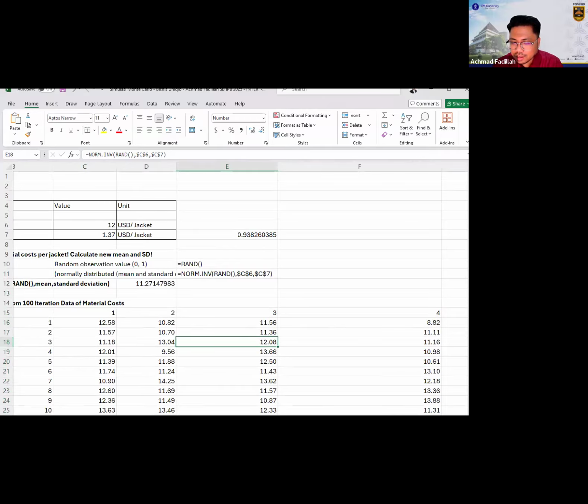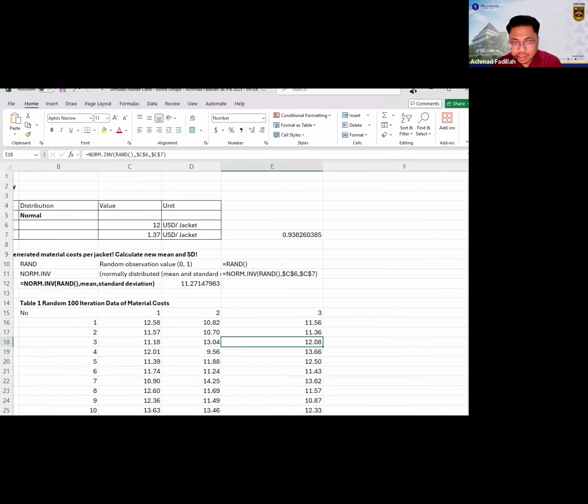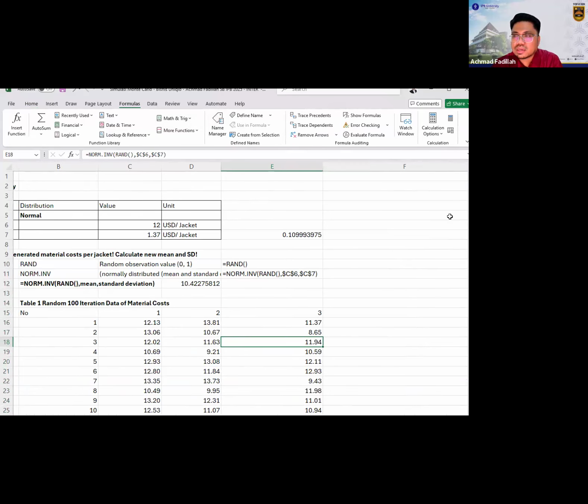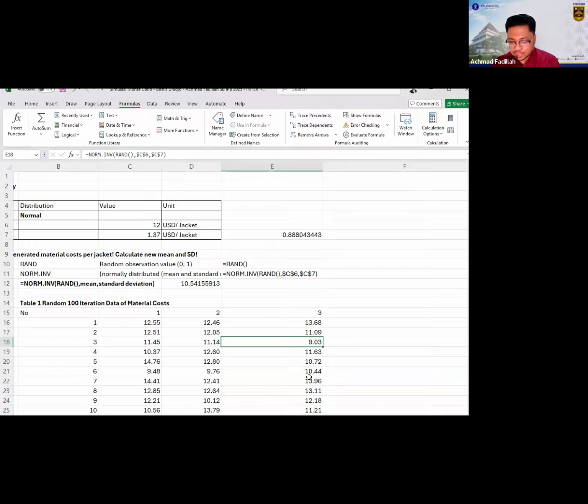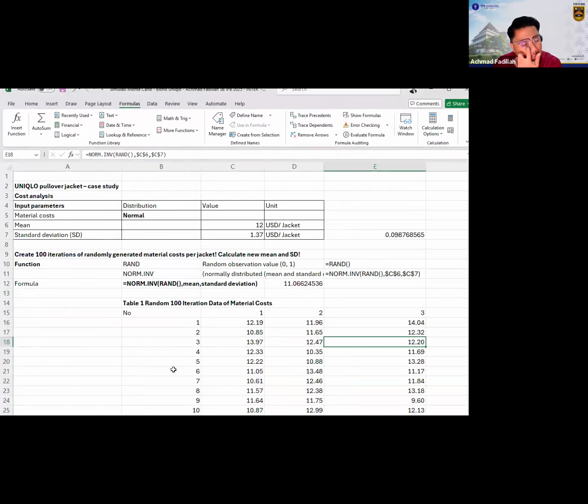You can imagine that this all happens if you look at this. With F9, press F9 sorry, they always move and change the data. You can see every time you press or refresh, the data changes. I forget this, maybe you need to set up calculation to automatic first, and then it will do this automatically for you. Just press F9.